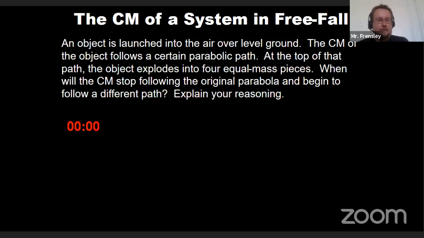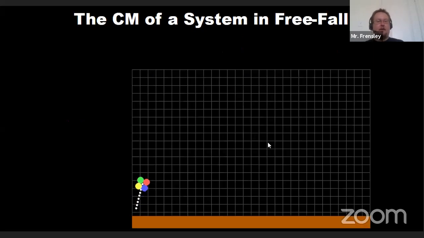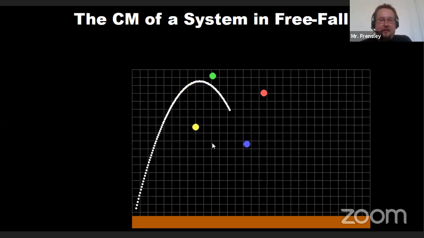That's the end of that. Okay, so here's the animation. Did you write about this? You'll see that the center of mass is being traced by the white dots as the four-object system explodes. The center of mass still follows the parabola.